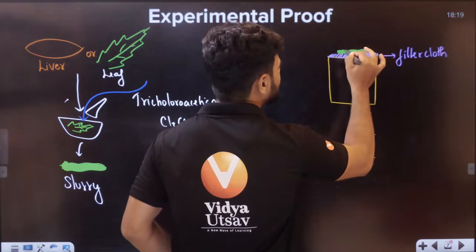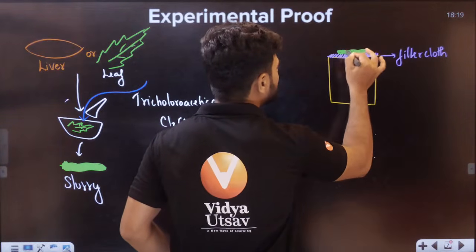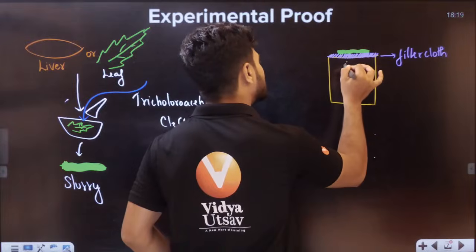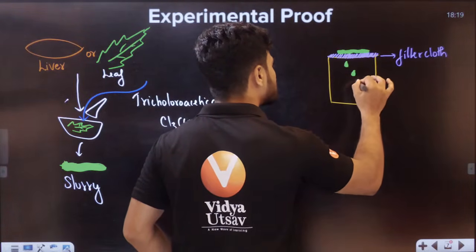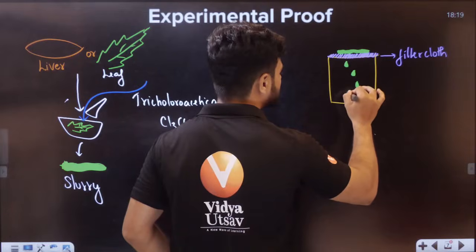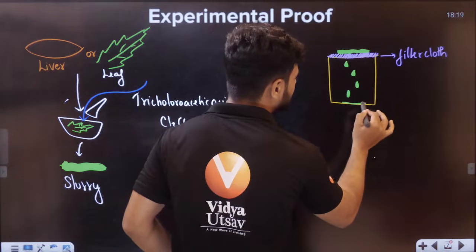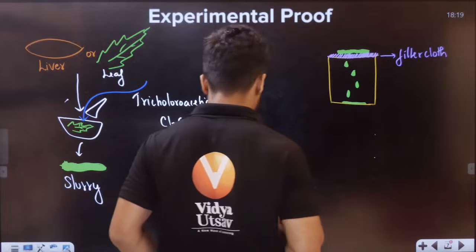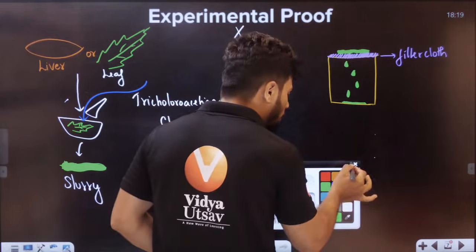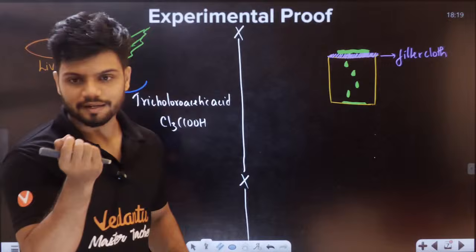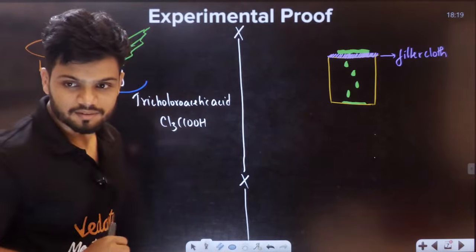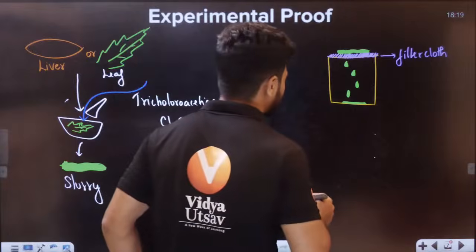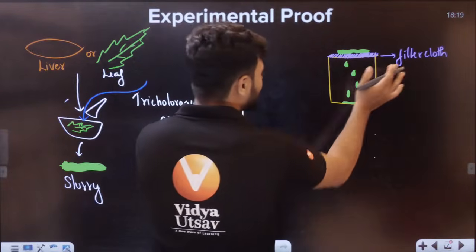Now students, all of you tell me, is it possible that some amount of slurry will drip down like this? Tip tip. Yes or no? Some amount of slurry will drip down and it will make a layer here. Yes. Now students, I want all of you to understand one simple thing right now.